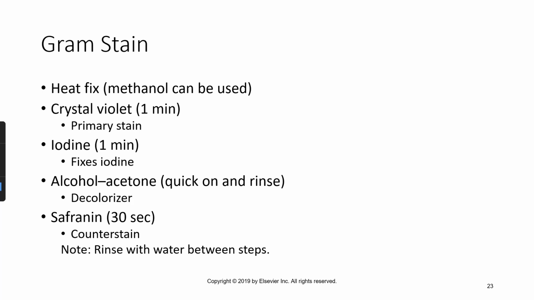Then you're going to rinse with the alcohol or acetone. Alcohol or acetone serves as a decolorizer. And this step is very tricky because you have to get the correct amount of decolorizer done. You have to put it on for the correct amount of time, and you have to carefully watch it. And as soon as the purple stops running off the slide, you want to stop. If you over decolorize, everything's going to end up looking pink. If you under decolorize, everything's going to end up looking purple. So to get the correct gram stain, you have to time that and kind of get a feel for it.